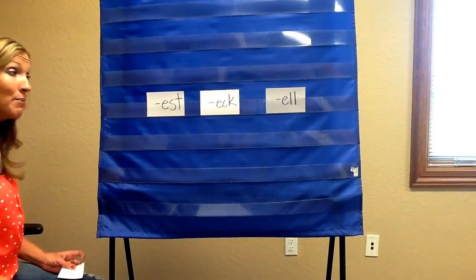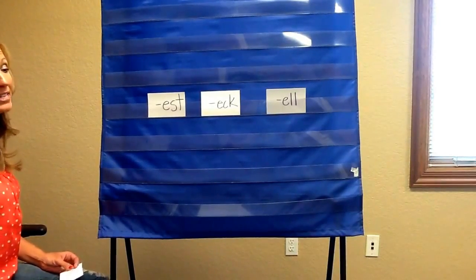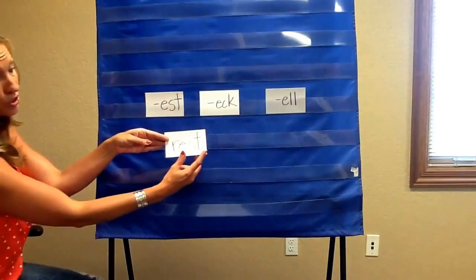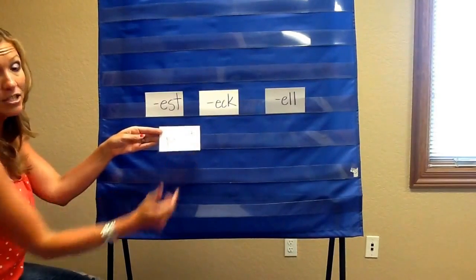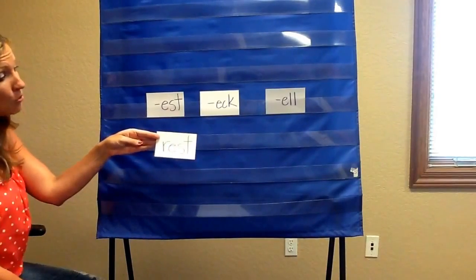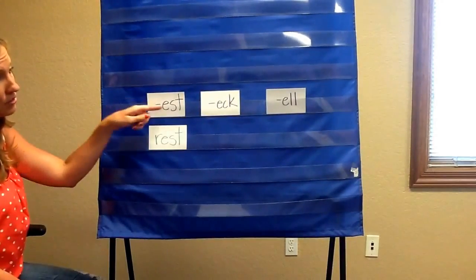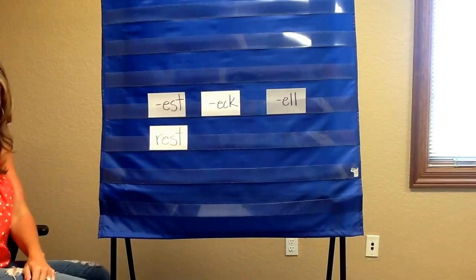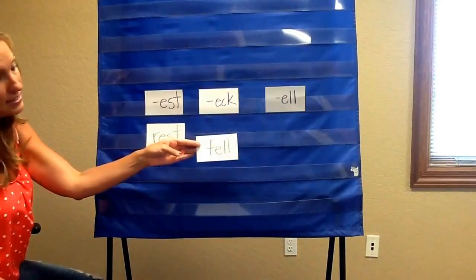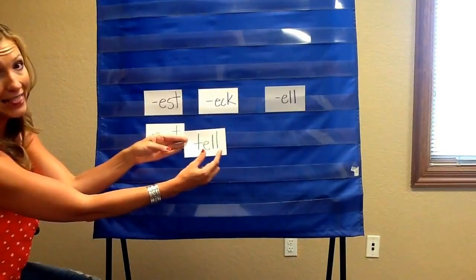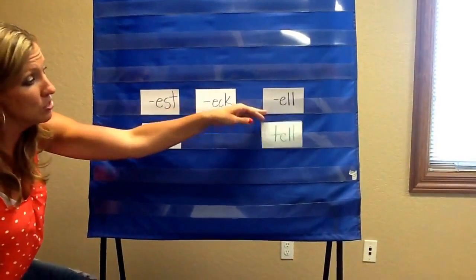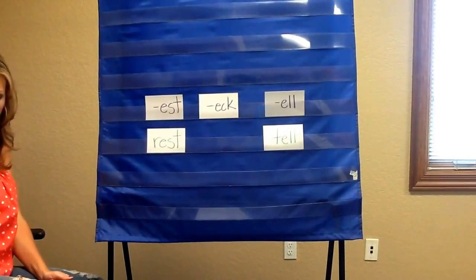So let's go ahead and practice looking for parts to help us read new words. So if I come to my reading and I see this word, I see the est word pattern. So I'm going to read it as est, rest, and I'm going to sort it under est. The next word that I'm going to look for parts in is this. I see the ell word pattern. So I'm going to read this as tell, and I'm going to sort it under ell.